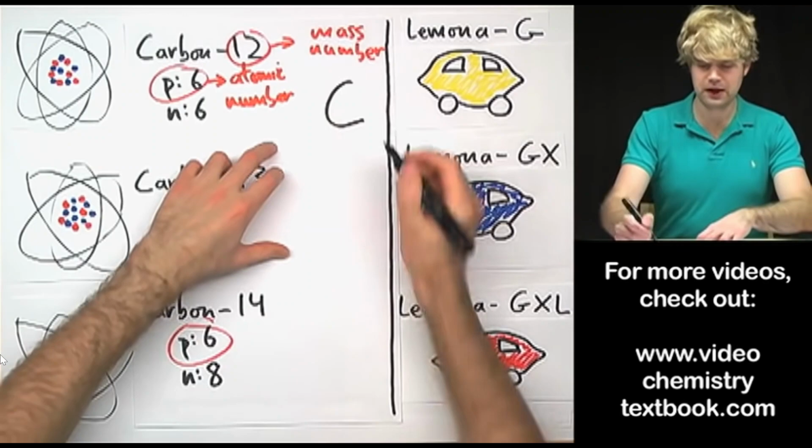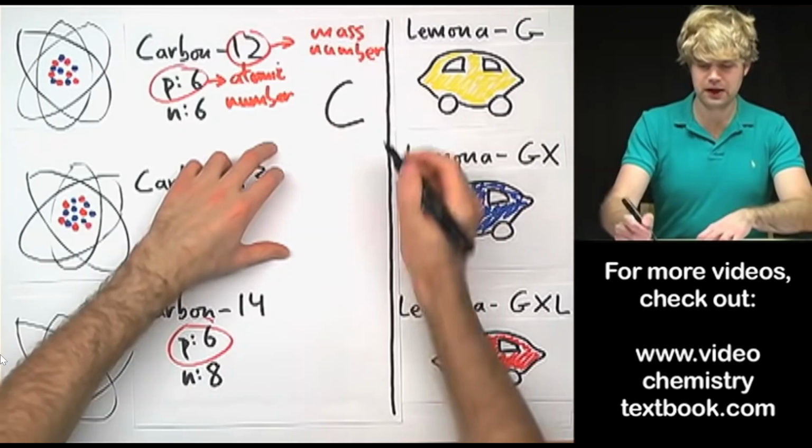Then on the lower corner here, I write the atomic number. That's going to be 6. And then up top, I write the mass number, which is 12. So this is carbon-12 written in isotope notation. Carbon-13 is going to be 6 again, because all carbon has 6 protons in its nucleus. Then the 13 up here. And finally, carbon-14, written in isotope notation, is C with 6 on the bottom and 14 on top.